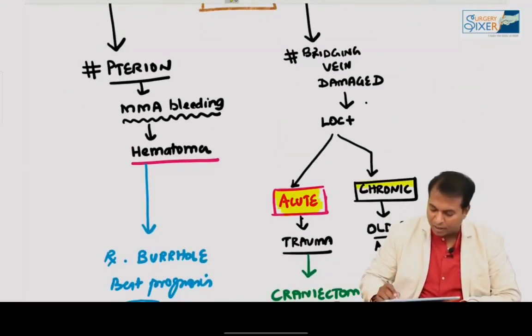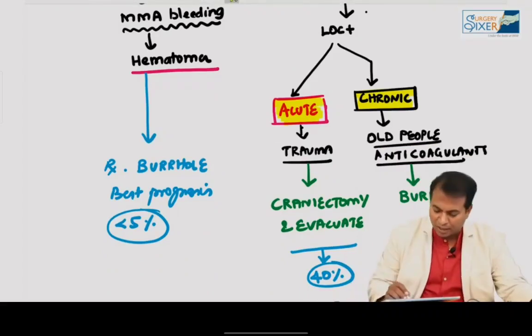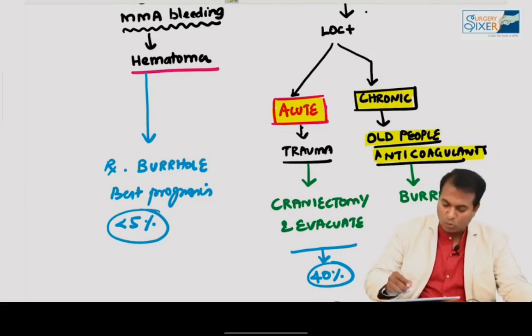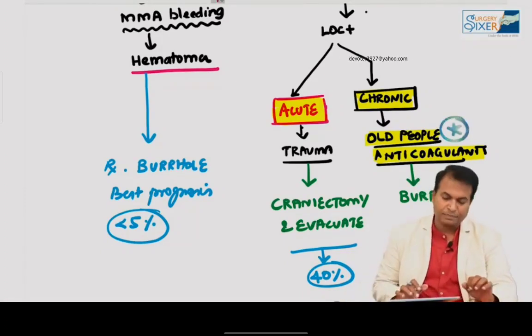Acute and chronic are the two types of SDH. Please don't forget this. Chronic SDH is seen in old people on anticoagulants. Okay, please don't forget these types of hemorrhages in the skull.